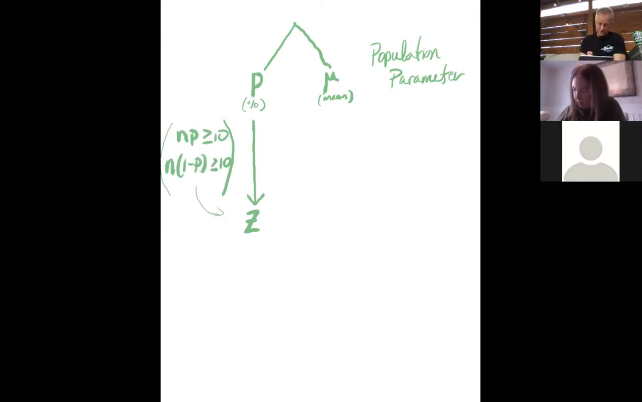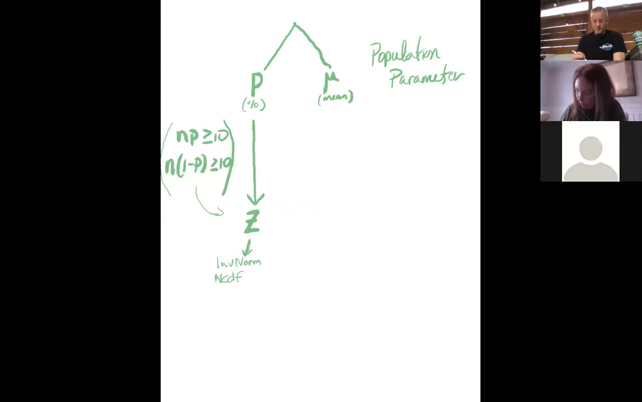And so the functions for Z, if you're using your calculator, would be invert norm or normal CDF, right? Those are functions on your calculator that go with Z. Invert norm, anything that says norm in it, normal CDF, NCDF.